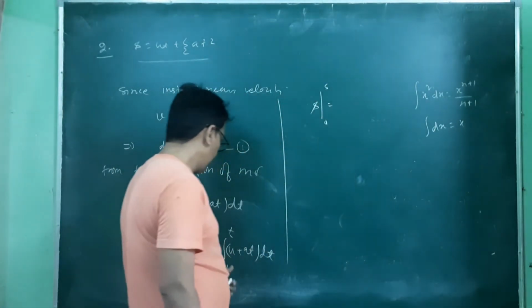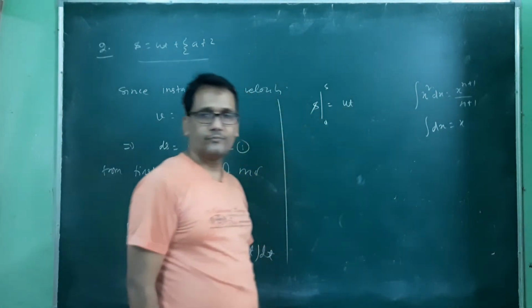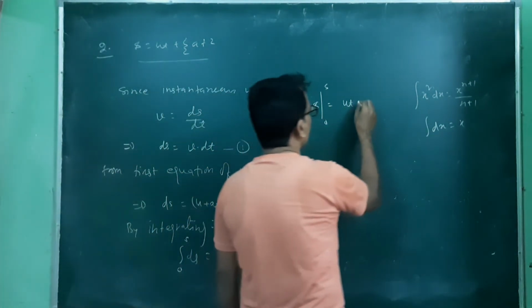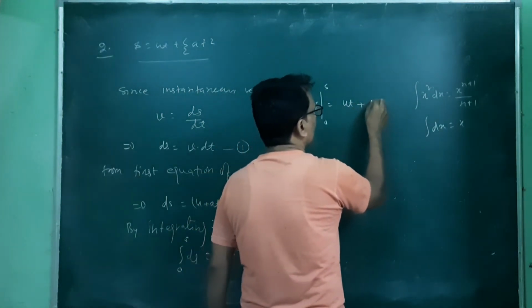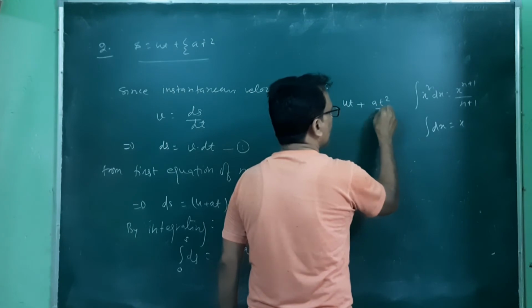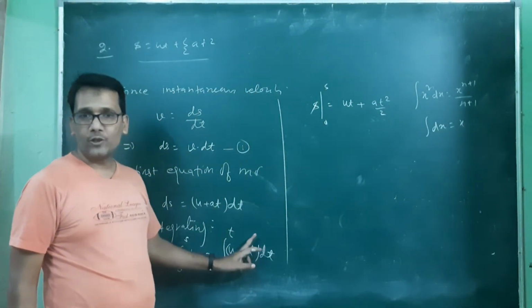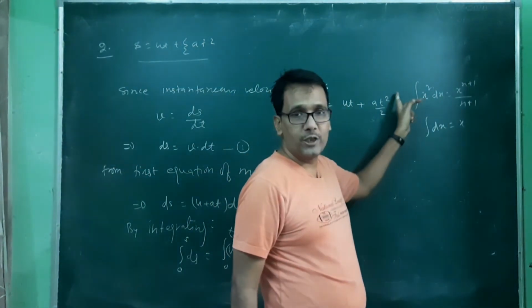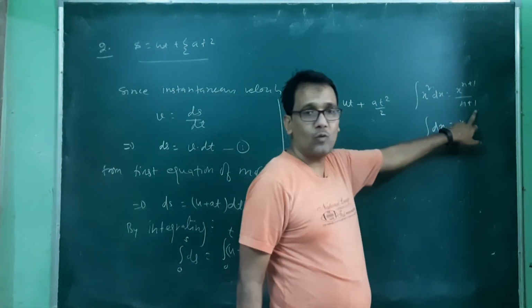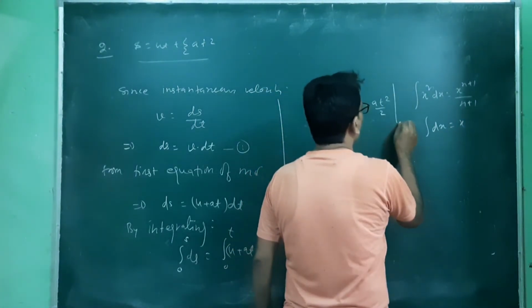This is equal to u times t, again the limit will be 0 to t, and plus at square by 2, because here t is there and t power is 1. So here that will be 1 plus 1 is 2. So this will be t square by 2, n plus 1. So n is 1. So the limit is from 0 to t.